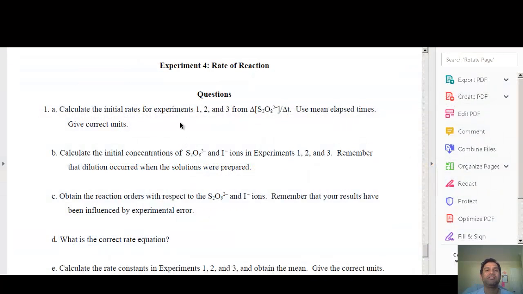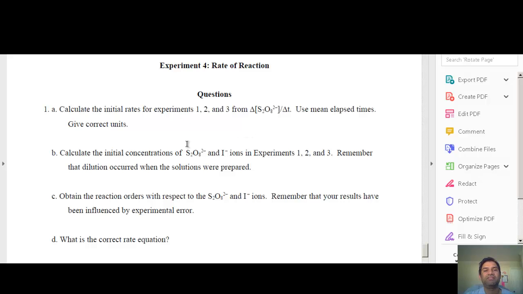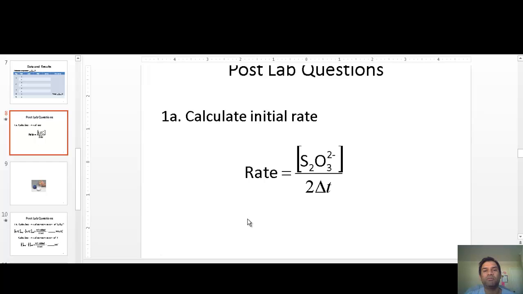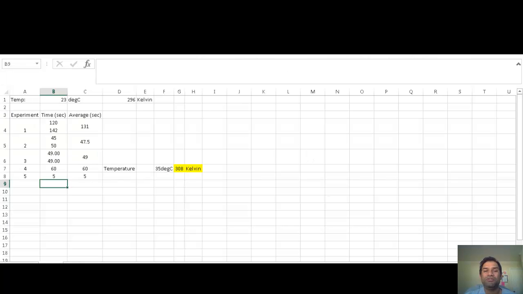So let's start looking at some of these post-lab questions. The first one asks to calculate the initial rates for experiments 1, 2, and 3. For that, you just go ahead and use this equation. Here's the data that we've gotten, and your data may be a little bit different, which is totally okay.